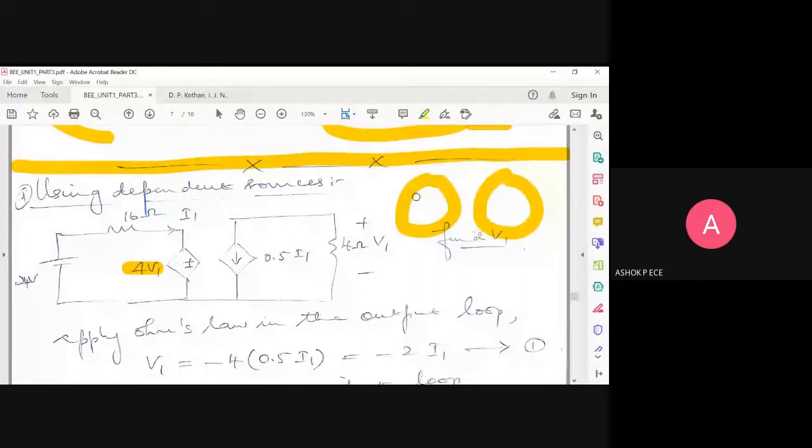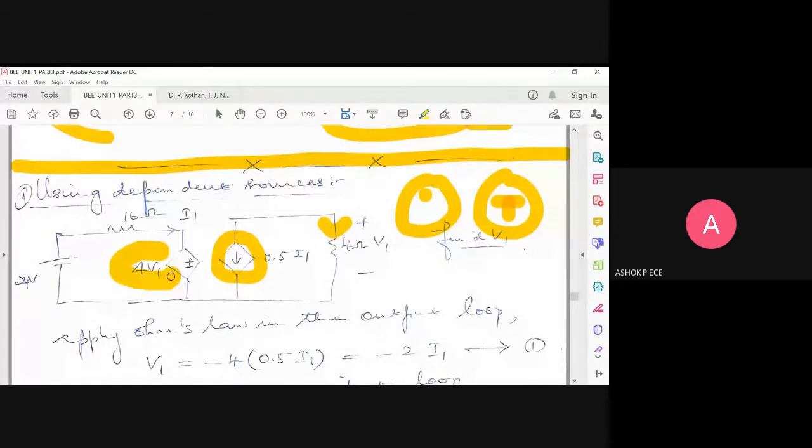A circular shape indicates an independent source or constant voltage source. Voltage source means you will have plus minus, and current source means you will have an arrow mark, correct? If you have a diamond-shaped source with a plus minus inside, it's a dependent voltage source, as you see here. And if you have a diamond shape with an arrow mark inside, it's a dependent current source. This voltage source value depends on V1. What is V1? It is the voltage across the 4 ohms. So if the current through 4 ohms changes, then this value is going to change. So it is called a dependent source.